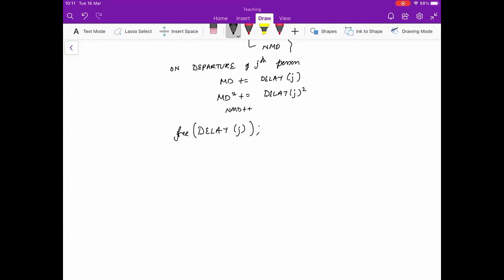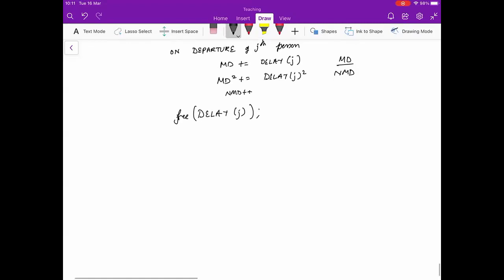And in the end, the mean delay is going to be MD divided by NMD, and then the formula for standard deviation is, I can never remember it, but it's basically the mean of the sum of squares minus the mean squared, something like that, but you can look it up. Okay, any other questions?